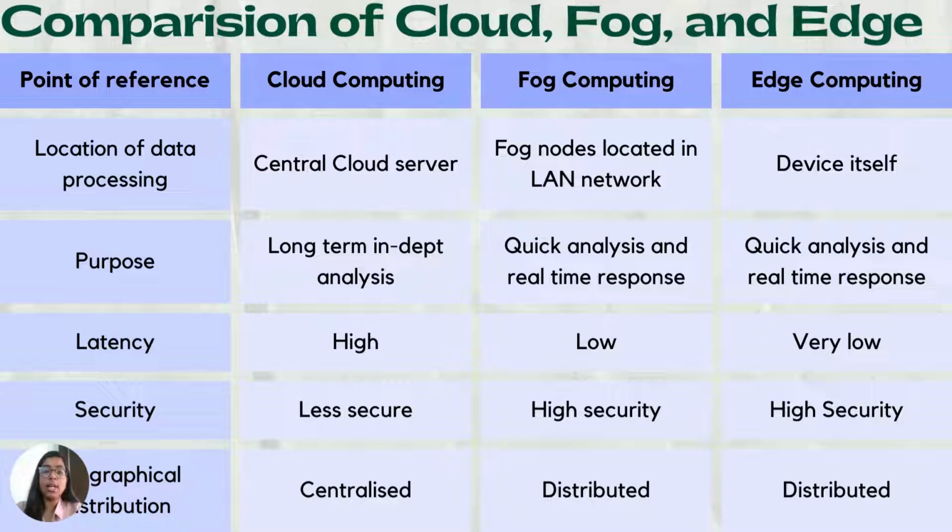Talking about security, cloud computing is less secure because all the data, whether it is sensitive or to be shared, is all with a third party. Fog computing is comparatively more secure than cloud, as fog computing enables keeping sensitive information at the edge and only transmitting the required information to the cloud. Similarly, edge computing is highly secure. As for geographical distribution, cloud computing is centralized, and fog and edge computing are distributed.